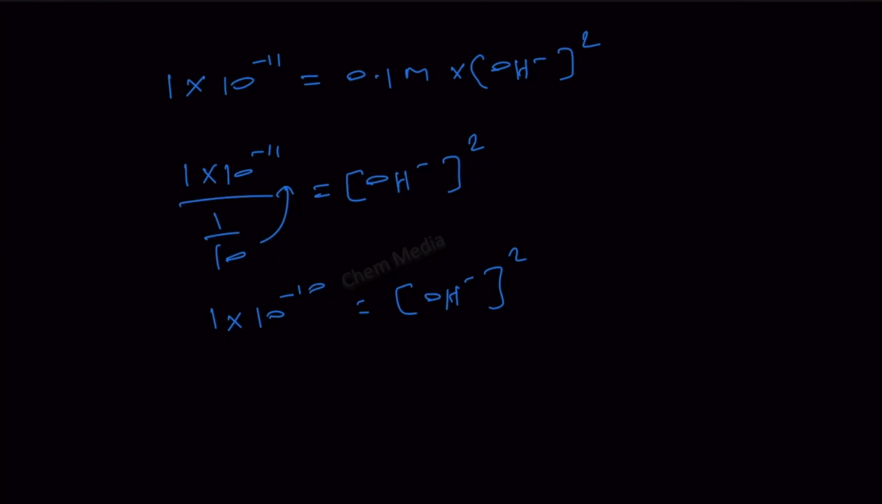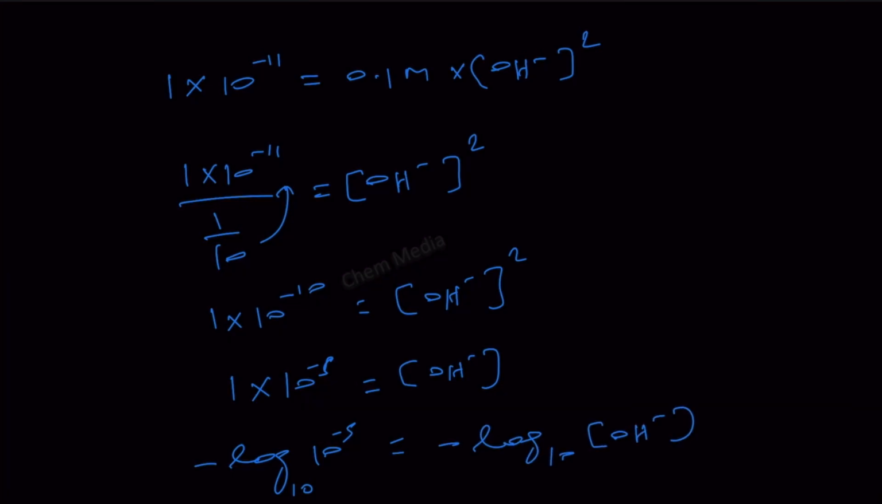So if we take square root on both sides, then it would be 1 times 10 to the power minus 5. So therefore the concentration of OH- is 10 to the power minus 5. If we take log on both sides and multiply with minus, then it would be minus log of 10 to the power minus 5 base 10, and that is equal to minus log OH-. So therefore we can bring this minus over here. So therefore 5 is equal to pOH.